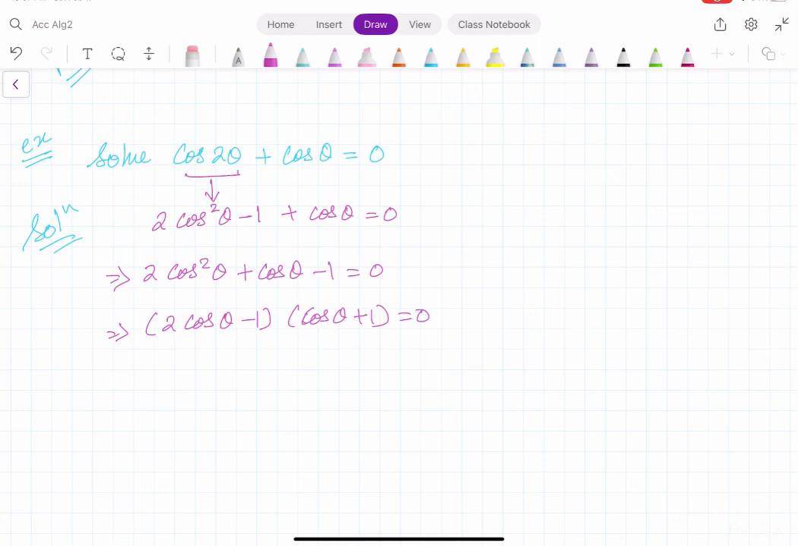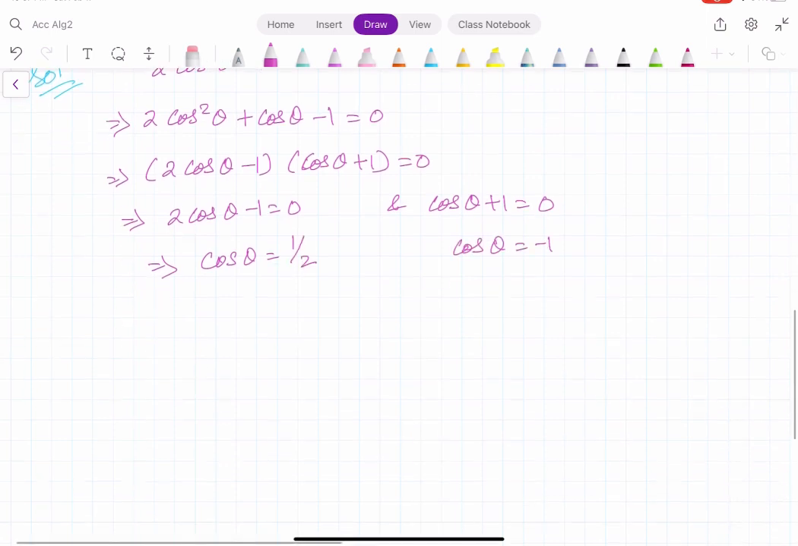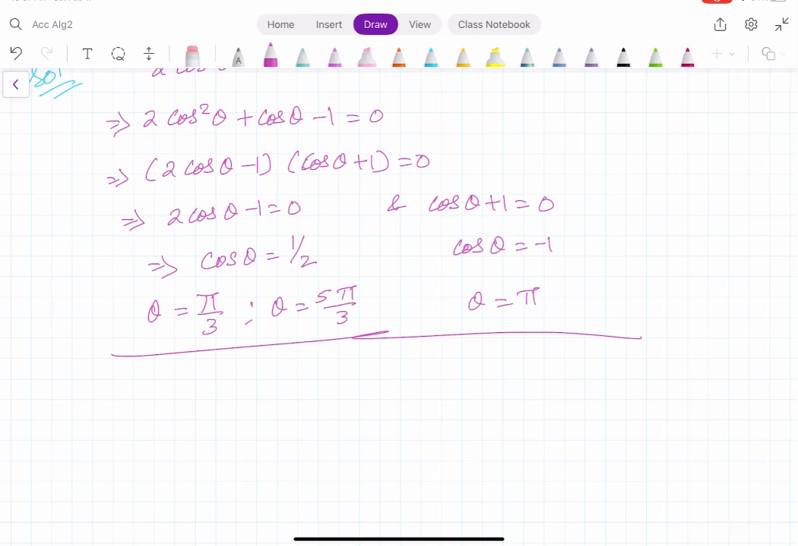Now let's put each one of them equal to 0, so that we can get the angle. So this will give you cos theta is equal to 1/2 and cos theta is equal to -1. Now on the unit circle, cos theta will be 1/2 at pi thirds and at 5 pi thirds, because cos theta is positive in quadrant 1 and quadrant 4, and cos theta will be -1 at pi.